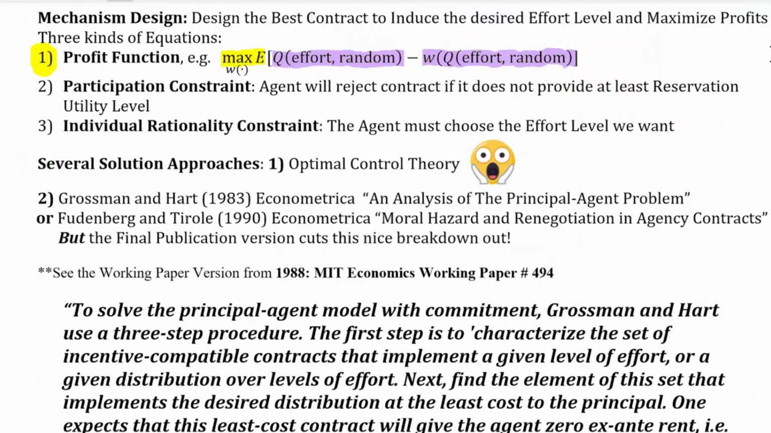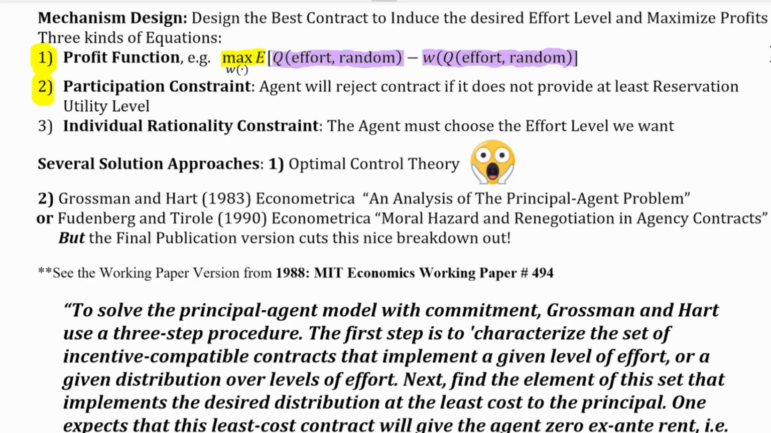Another equation that we're going to be thinking about as we solve this problem is called a participation constraint. A participation constraint takes into account the idea that the agent is not going to accept this contract. He's not a slave. He can walk away and do something else if he doesn't like the terms of the contract that we are offering.